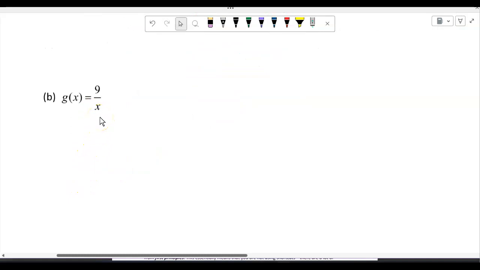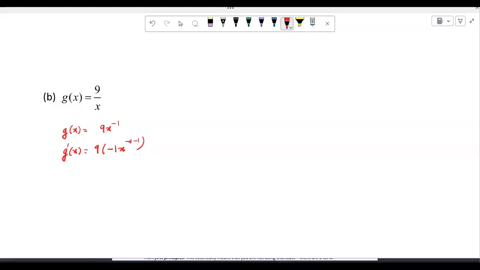This one also, if they don't ask first principle. Because it's 9 over x, can you apply the rule directly? No. You have to get the power in the numerator. So 9x raised to minus 1. Once I do that, then you apply the formula, g dash x. The power comes in front and reduces the power by 1.